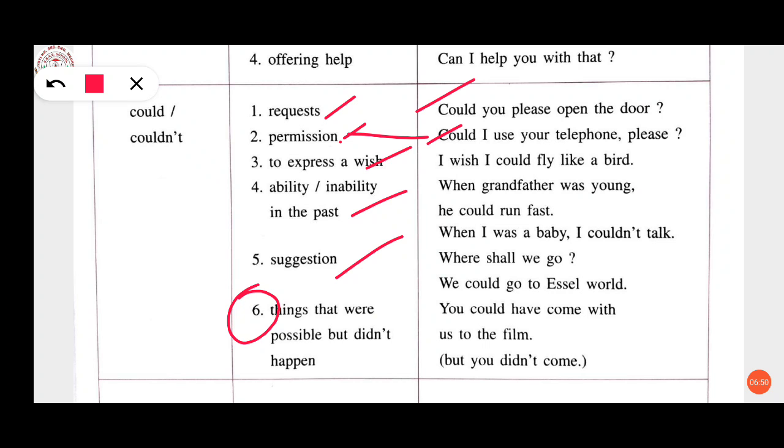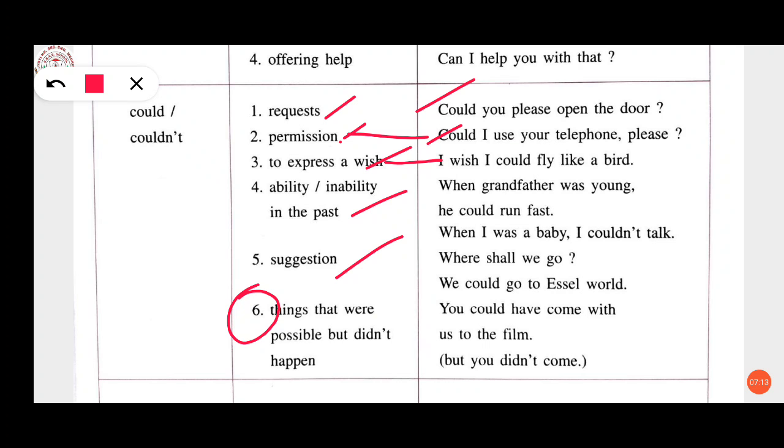Could I use your telephone please? To express a wish, I wish I could fly like a bird. Now here, the third one is to express your wish. If you want to express your wish, then you can use this "could". I wish I could fly like a bird. I wish I could have a mobile phone, like this.